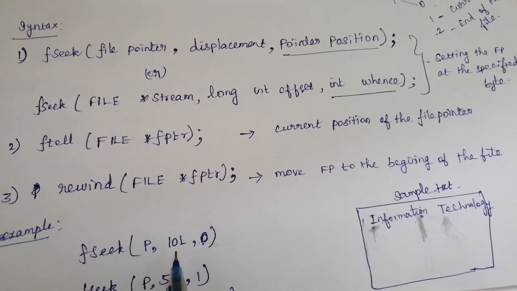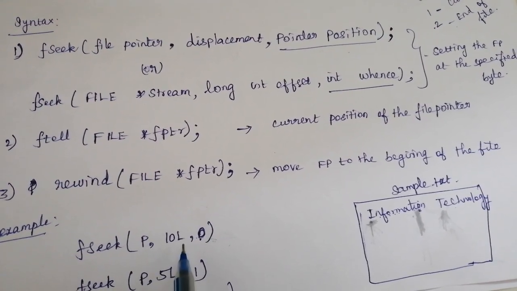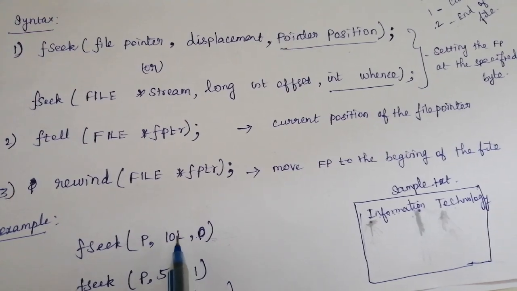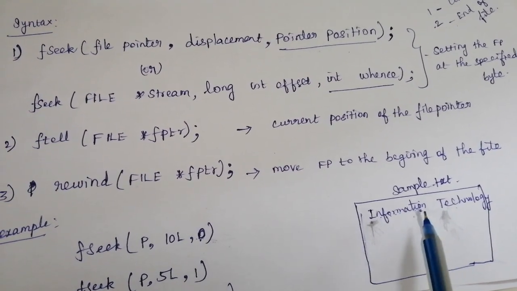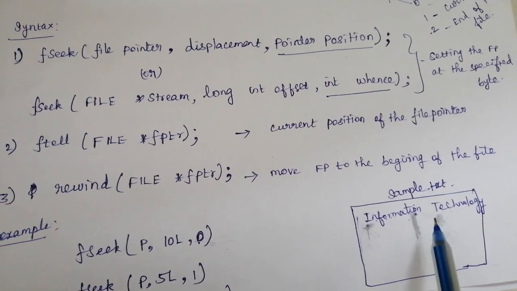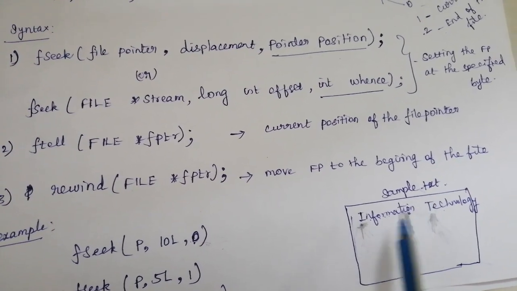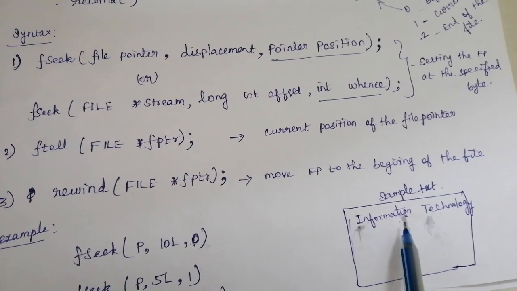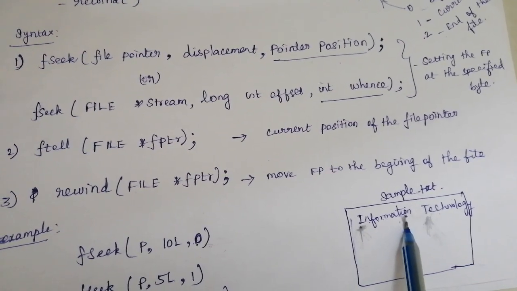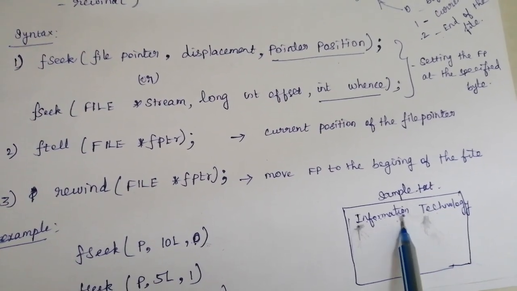See the displacement value, it is 10L. L denotes long integer. So now 10 bytes need to be skipped in the forward direction, and then the pointer points to the character after 10 bytes. So now the file pointer points to the character O.